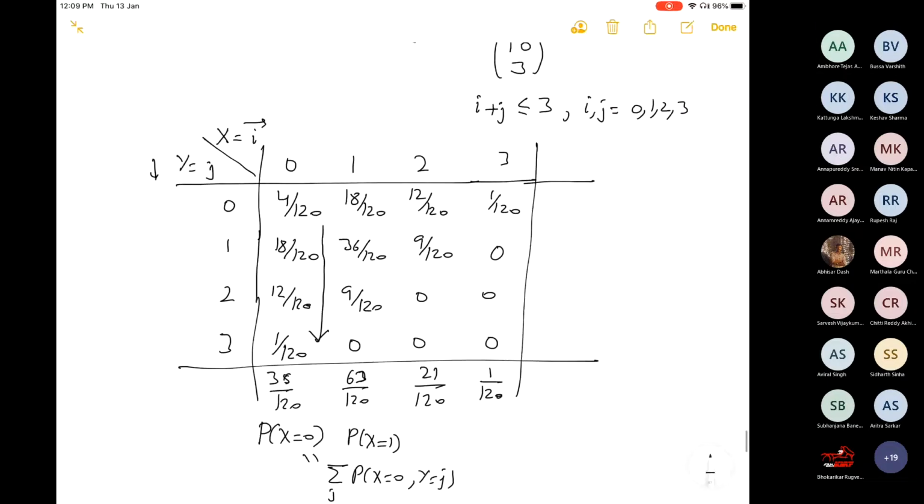Similarly, if you want to find the probability Y is equal to 0, you again use the theorem of total probability, summation over i of the probability X is equal to i, Y is equal to j.